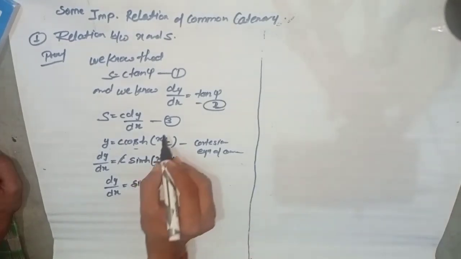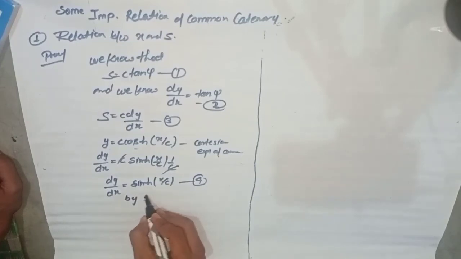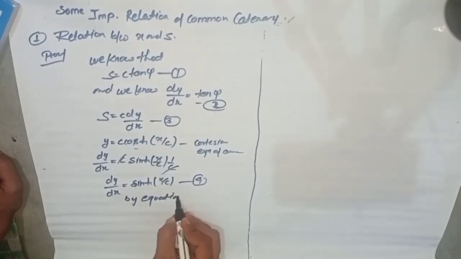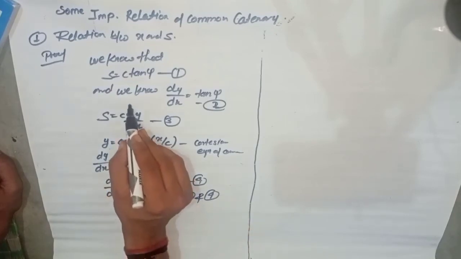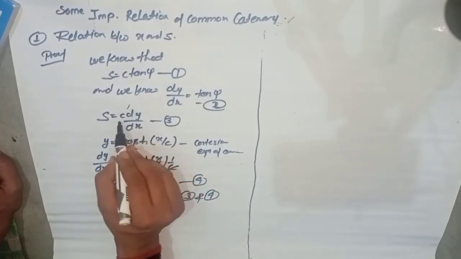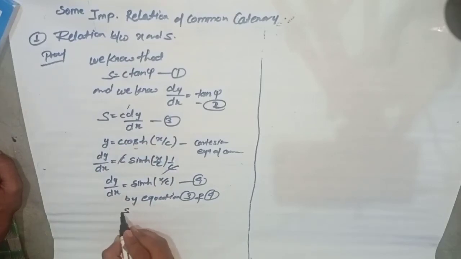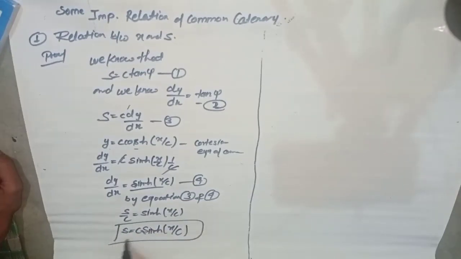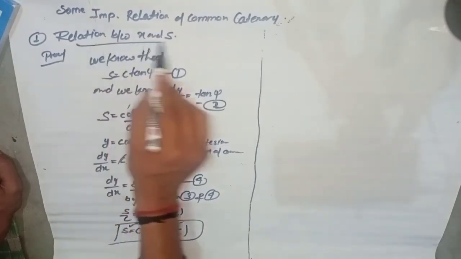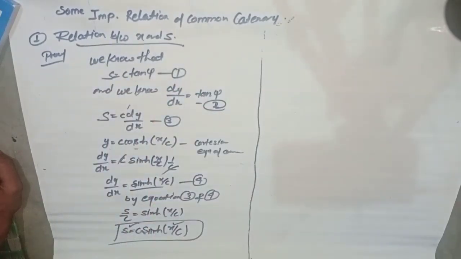Now by equations 3 and 4 we get the value of dy/dx. By equation 3 we get s/c. We put s/c equal to sinh(x/c). We get s equal to c sinh(x/c). This is the relation between s and x, the relation between x and s.